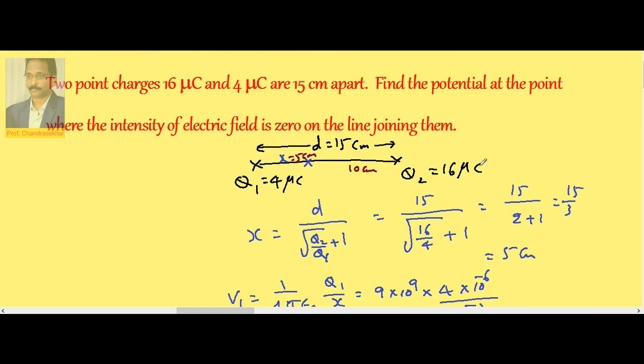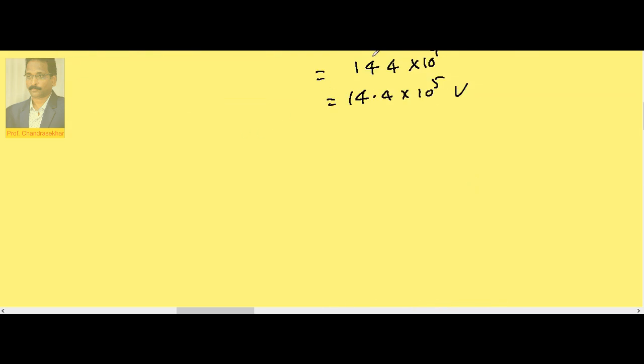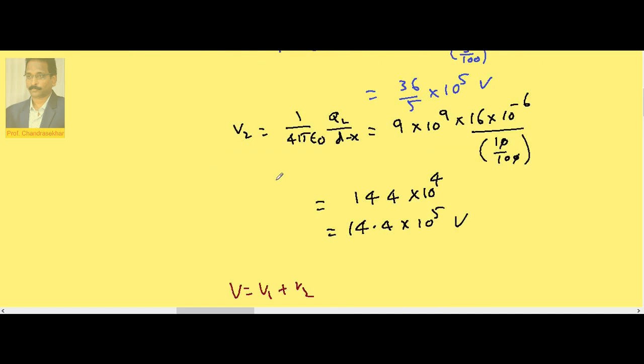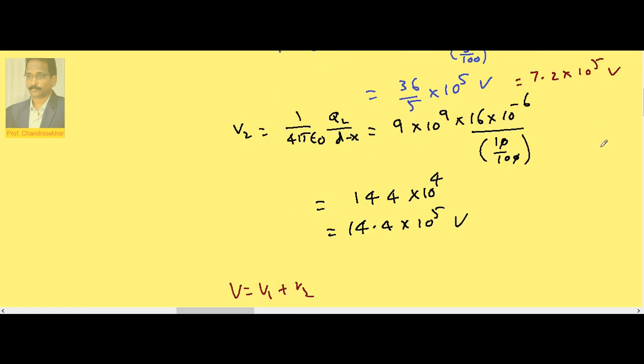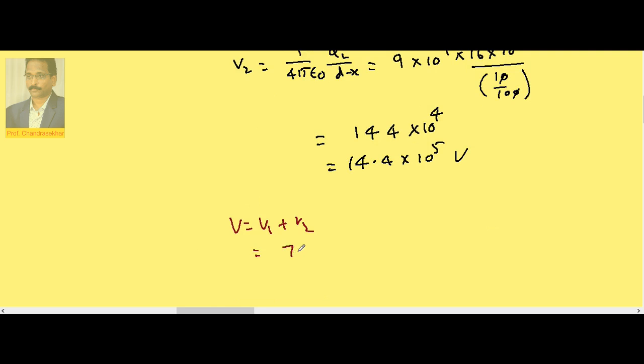Now these two are positive charges, therefore net potential V is given by V1 plus V2. V1 value 36 by 5, if I simplify this, is 7.2 into 10 to the power of 5, plus 14.4 into 10 to the power of 5. If I take 10 to the power of 5 common, remaining 14.4 plus 7.2, 14 plus 7 is 21, 0.4 plus 0.2 is 0.6, so 21.6 into 10 to the power of 5 volts.